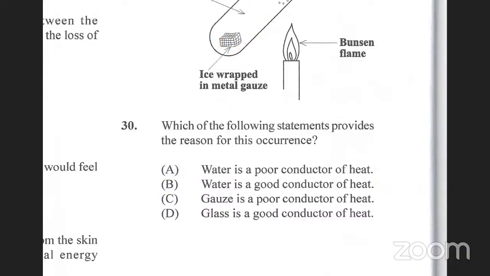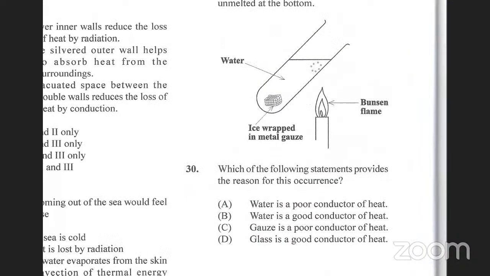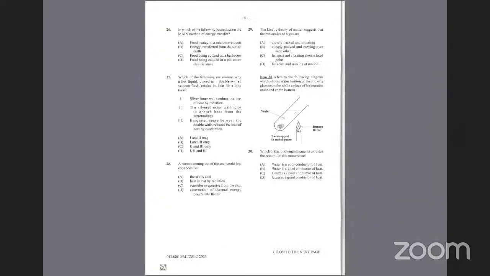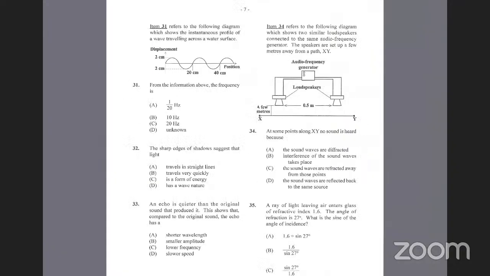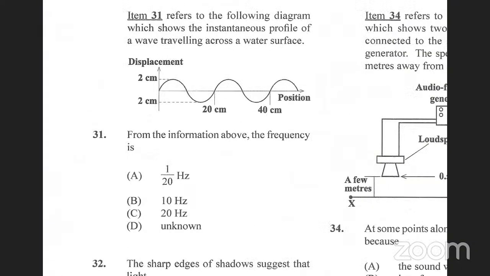Water being a poor conductor. They're just trying to highlight the difference in space, showing that one part is hot and one part not as hot. So water is a poor conductor. The next one, the gauze wasn't metallic. Yeah, so we'll go with A.